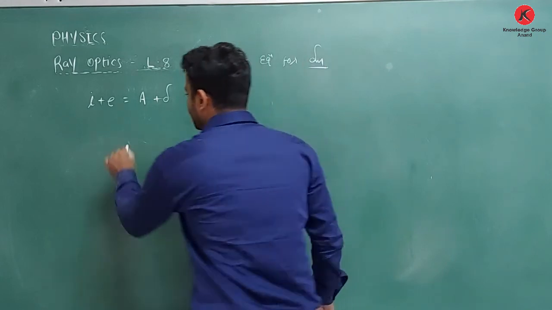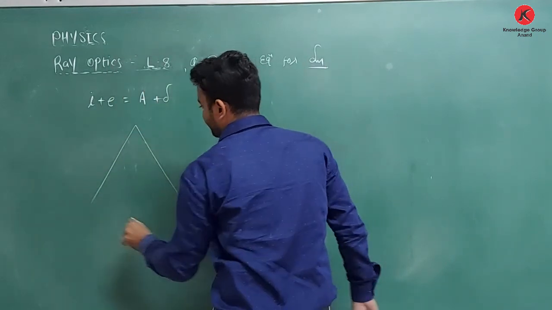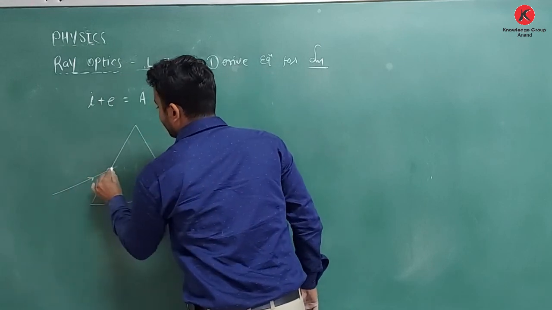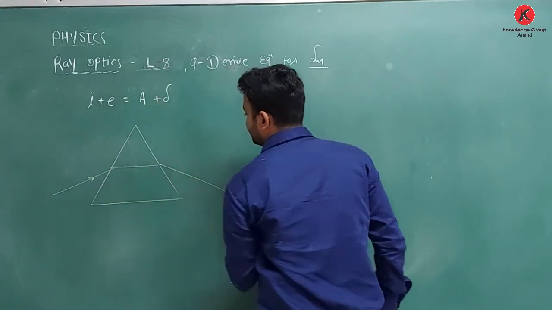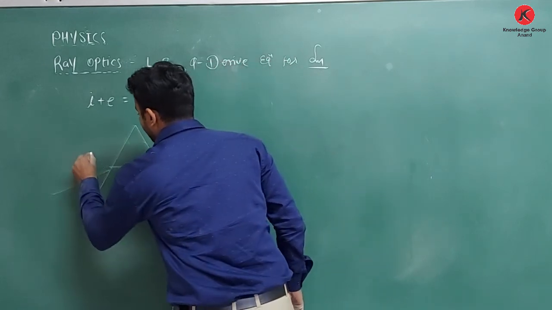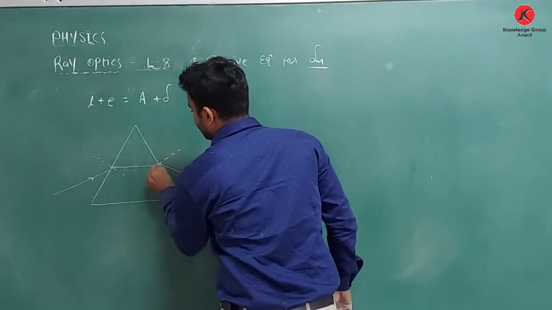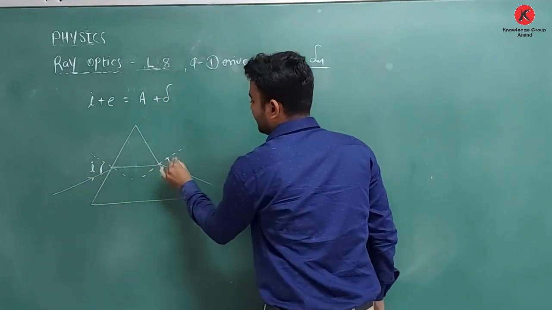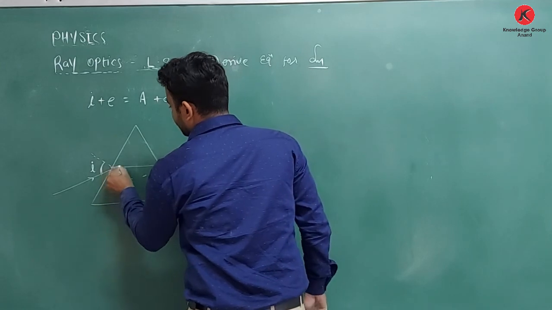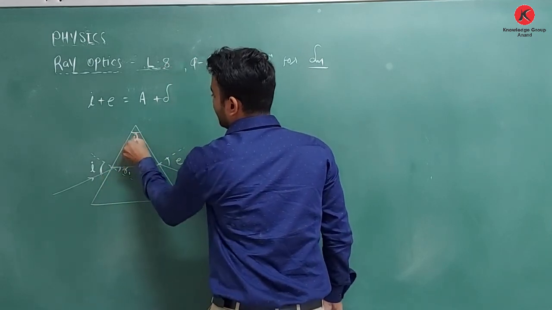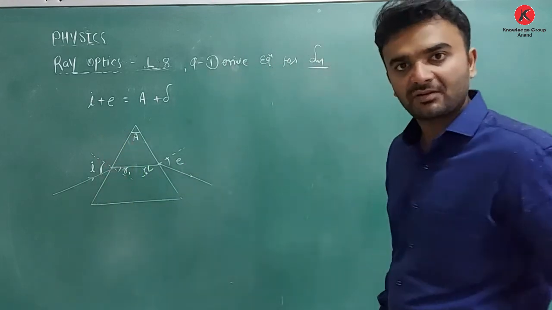So let me again draw this prism. This was the incident ray, this was the refracted ray, and this was the emergent ray. Now let me draw the normal over here. This is the angle of incidence I, this is the angle of emergence E, this one is R1 and this one is R2. This is the angle of prism.